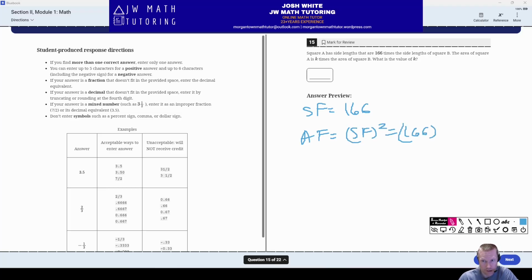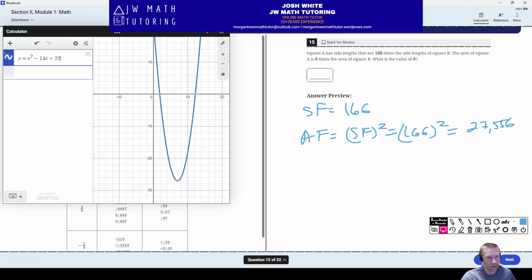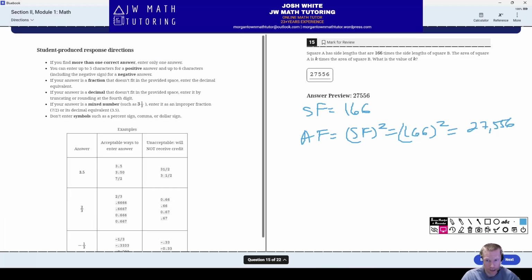So you just take 166 and you square it, and you should get 27,556. Let's just confirm that in Desmos. Yep, and that's the correct answer. Now, if you didn't know that, that's fine. Then what you could do is picking numbers, where you say, okay, here's a square with side length 1. Then here's another square with side lengths of 166, where they're each 166 times that.